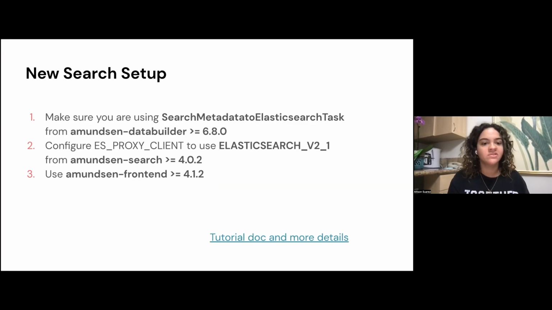So for that, you have to update your Amundsen Data Builder version and then configure our new search metadata to Elasticsearch task and run that to map all your metadata in Elasticsearch for Amundsen. You have to make sure to do that or you're not going to get most of the new functionality. And then update your Amundsen Search to 4.0.2 and Amundsen Frontend to 4.1.2. There's a whole tutorials document for how to do this that is linked in this slide.